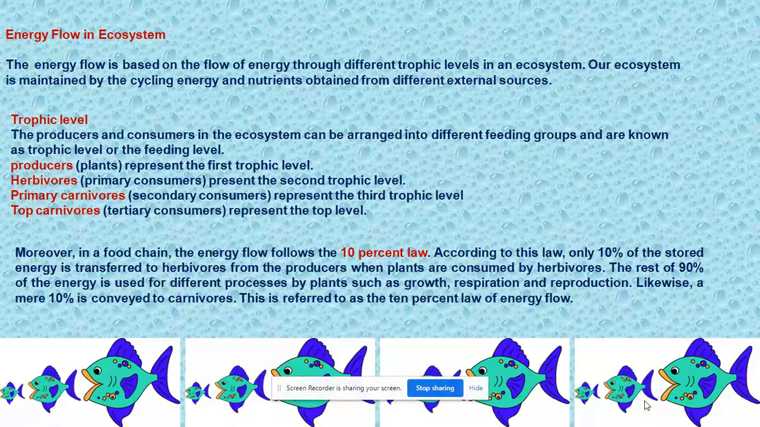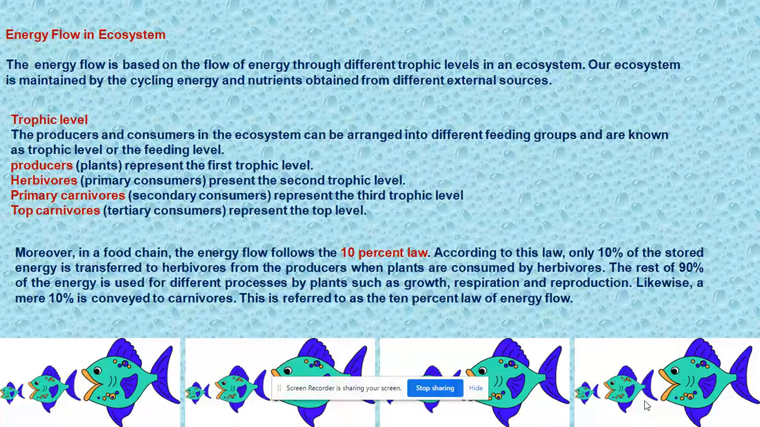When we talk about trophic levels, we need to understand the different trophic levels. The producers and consumers in the ecosystem can be arranged into different feeding groups known as trophic levels, and these are also known as feeding levels. The first trophic level is the producers, the second trophic level is the herbivores, primary carnivores represent the third trophic level, and top carnivores, the tertiary consumers, represent the top level.